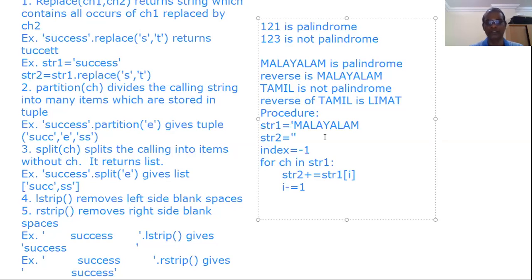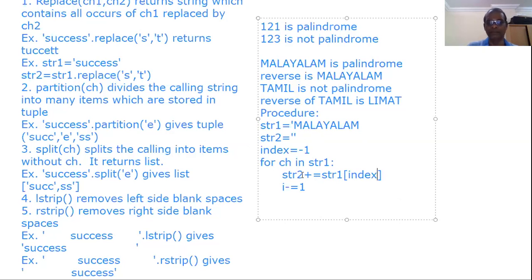See here, that's all very simple. Now, first str1 contains Malayalam, str2 contains nothing. Index is -1. For ch in str1, this in is a membership operator. That is what we studied. Okay, first ch is assigned with m. So here str2 plus equal to str1 of index. Sorry, it should be index, not I. Index is -1. So str1 of -1 refers to the last character, that is m. M will be assigned to str2.